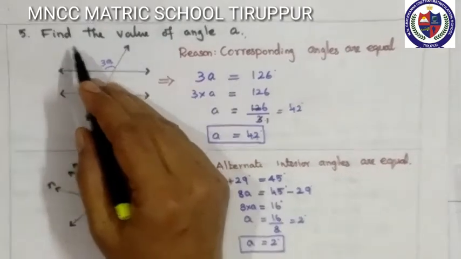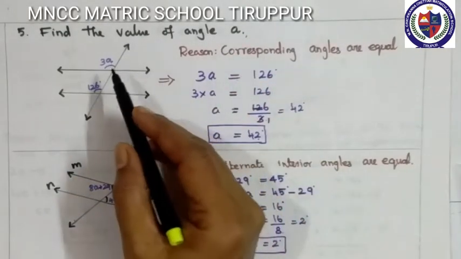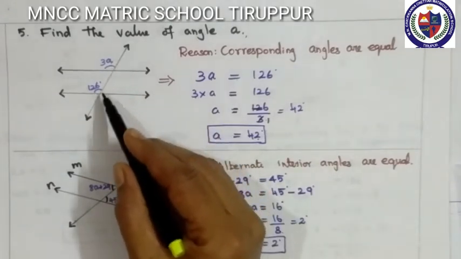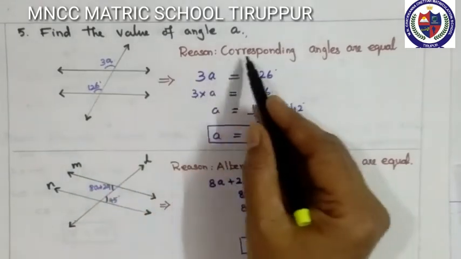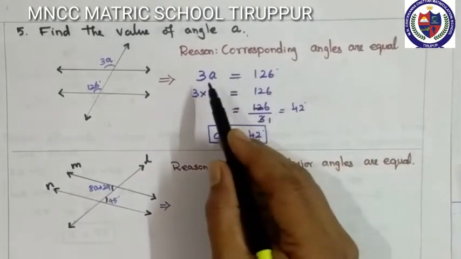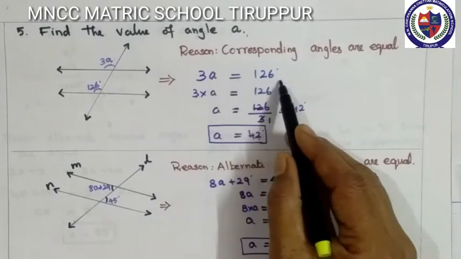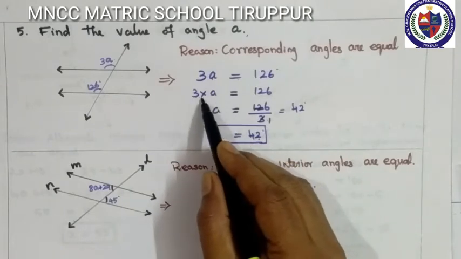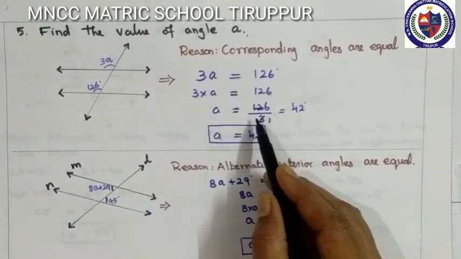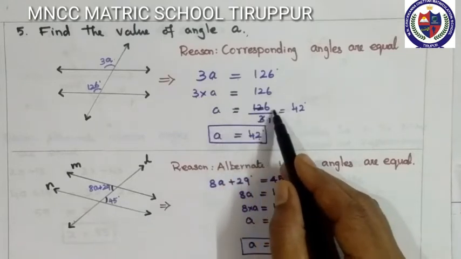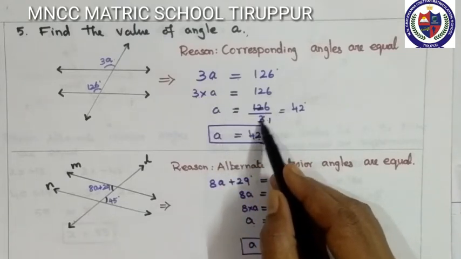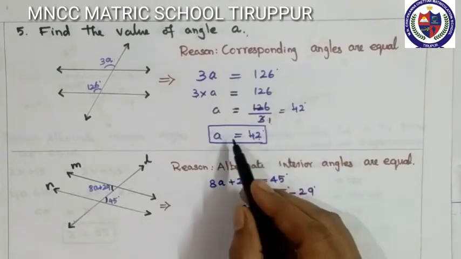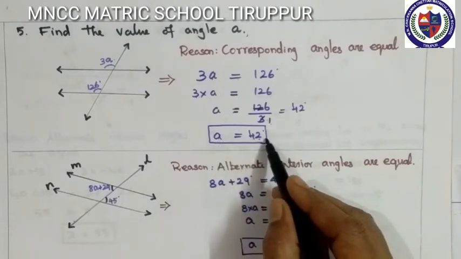Fifth sum. Find the value of the angle A. Here 3A and 126 degrees are both corresponding angles. The corresponding angles are equal. So 3A equals 126 degrees. 3A means 3 into A. Multiplied by 3, so it goes to the other side as divide. So A equals 126 divided by 3. 3 ones are 3, 3 fours are 12, 3 twos are 6. So A is 42 degrees.